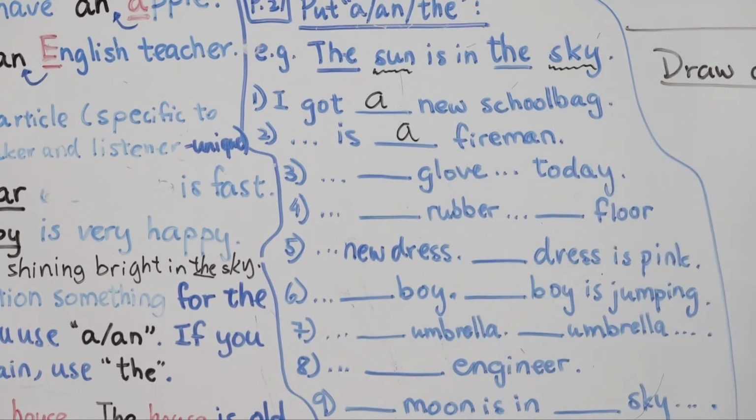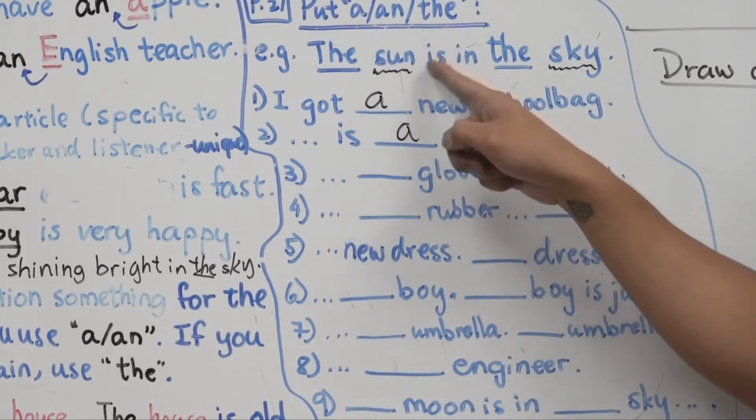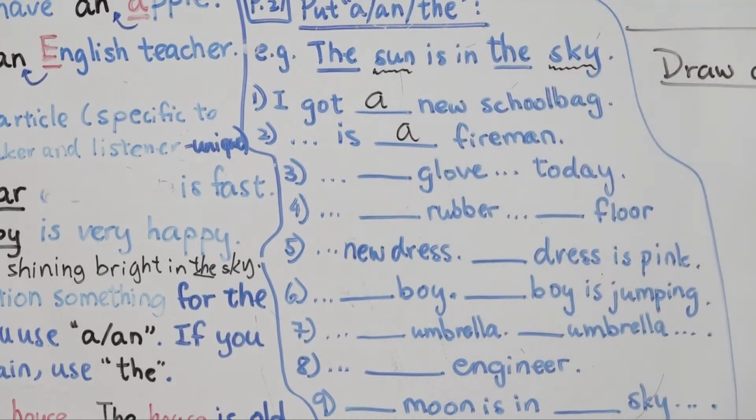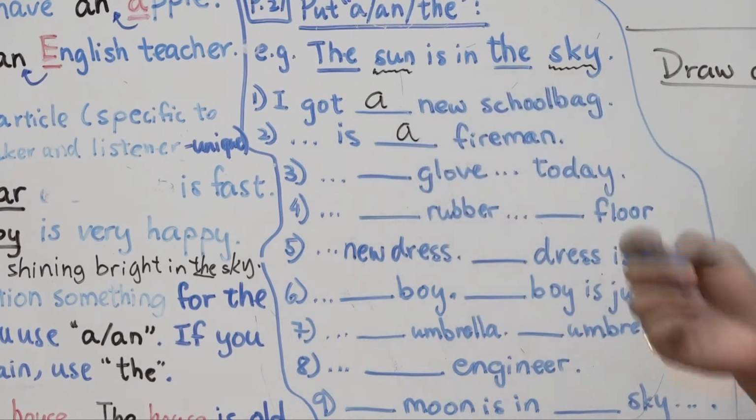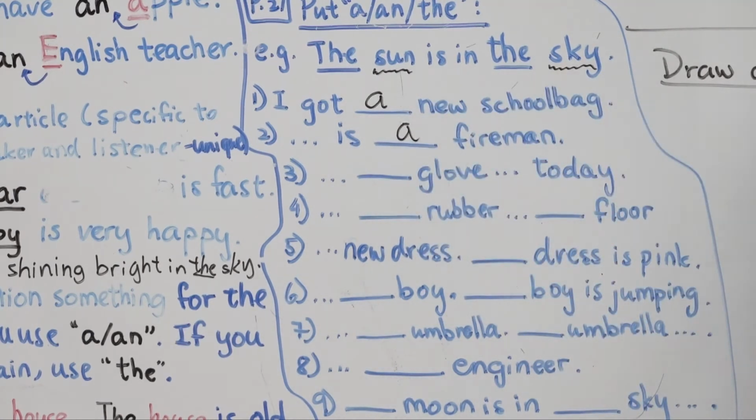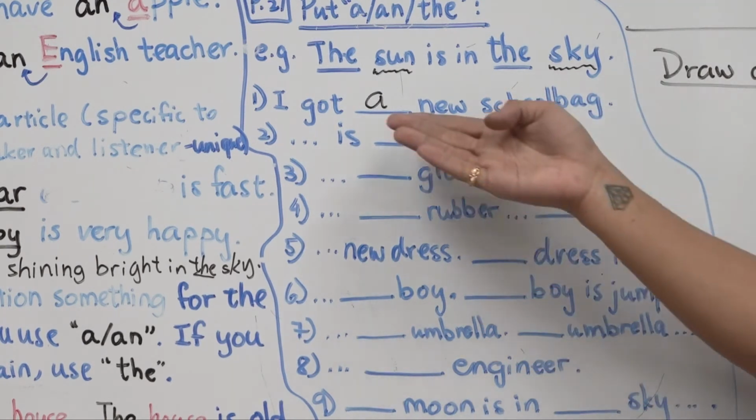Alright? So these words are unique and specific. But these words, new school bag and fireman, or I should say these nouns, are not specific. I got a new school bag. Well, do I know what kind of new school bag you got? No, right? Or you can say, oh, I also got a new school bag. So your friend also had a new school bag. Do you have the same new school bag? No, right? So you have to use a.